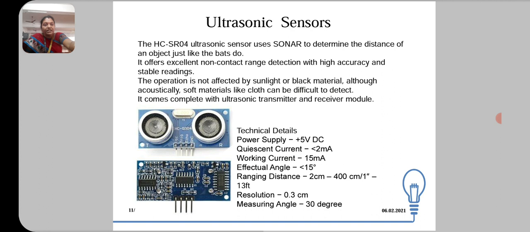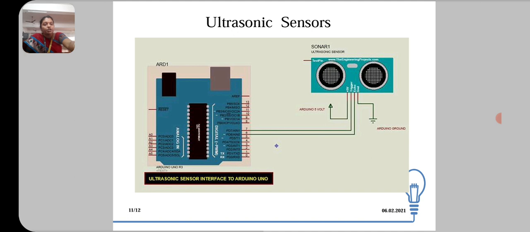It comes complete with an ultrasonic transmitter and receiver module. The technical details are: power supply plus 5 volt DC, quiescent current less than 2 milliamps, working current 15 milliamps, effective angle less than 15 degree, resolution 0.3 centimeter, measuring angle 30 degree. This is the connection of Arduino with the ultrasonic sensor.